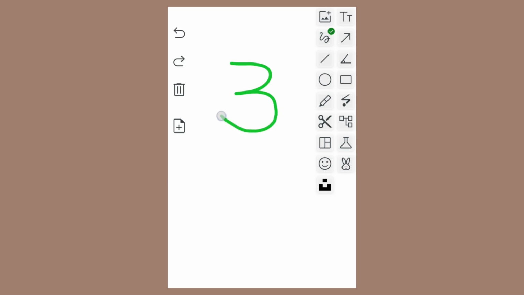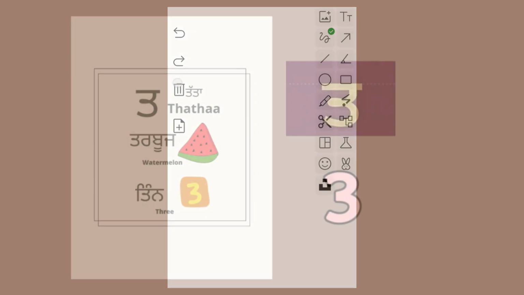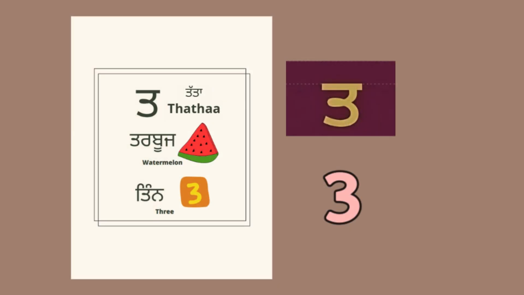For example, if we just write number 3 in English and put a line on top, then it is the alphabet ta. A good way to remember this letter is that the number 3 in Punjabi is called tin, which starts with this very alphabet ta.